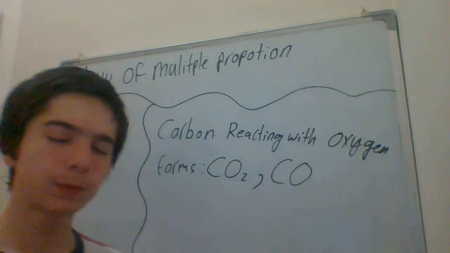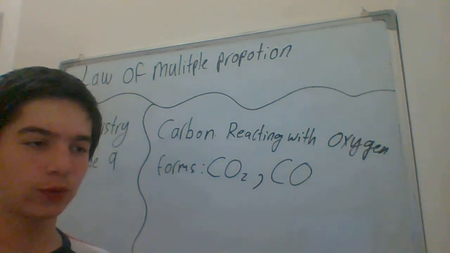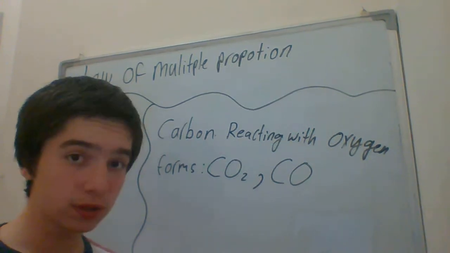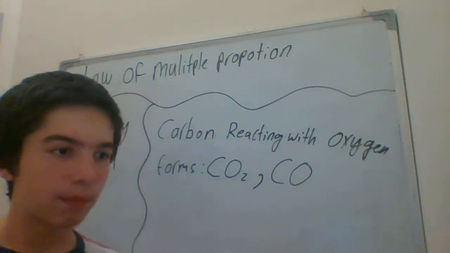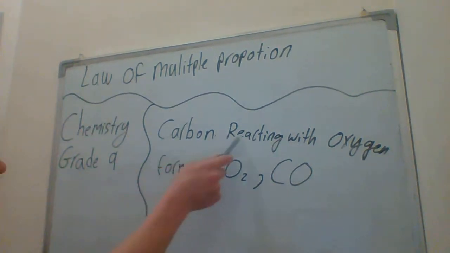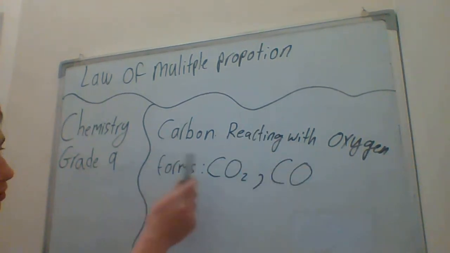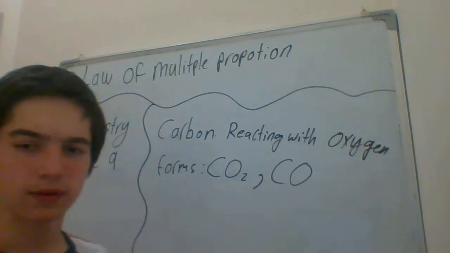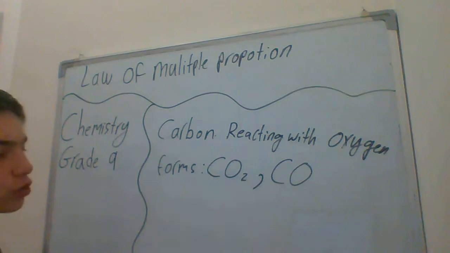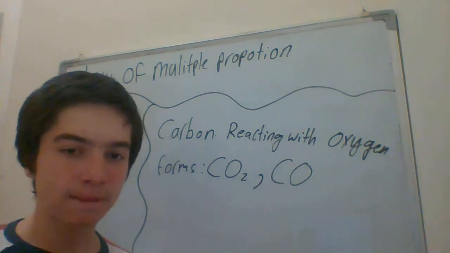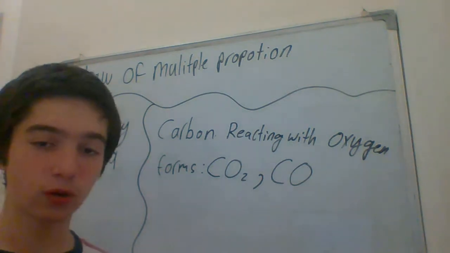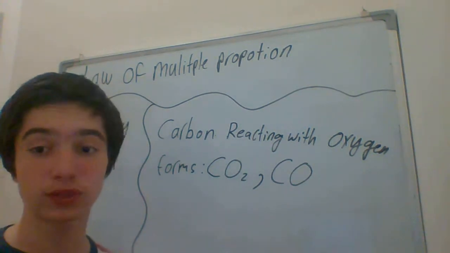Well, the law of multiple proportions talks about how if we have two different elements that can bond together and react, but form two different compounds. An example: if carbon reacts with oxygen, it can form carbon dioxide or carbon monoxide. But how does that happen? Well, the law of multiple proportions says that different ratios of two different elements can form different compounds.